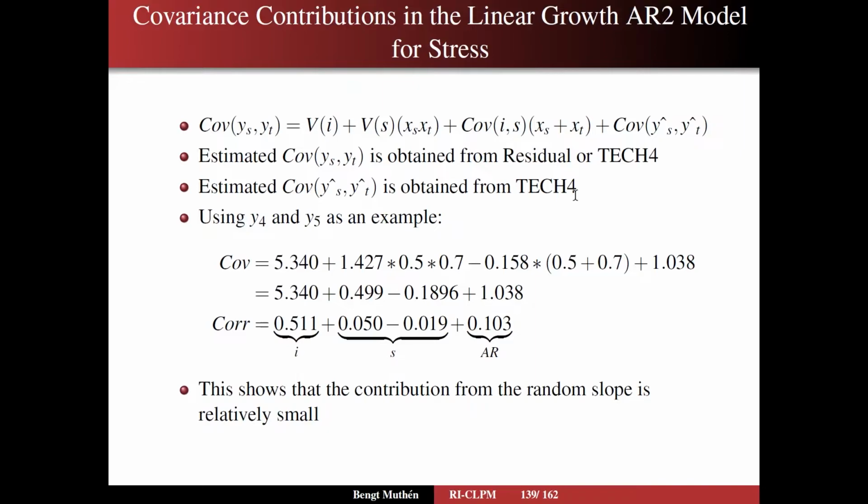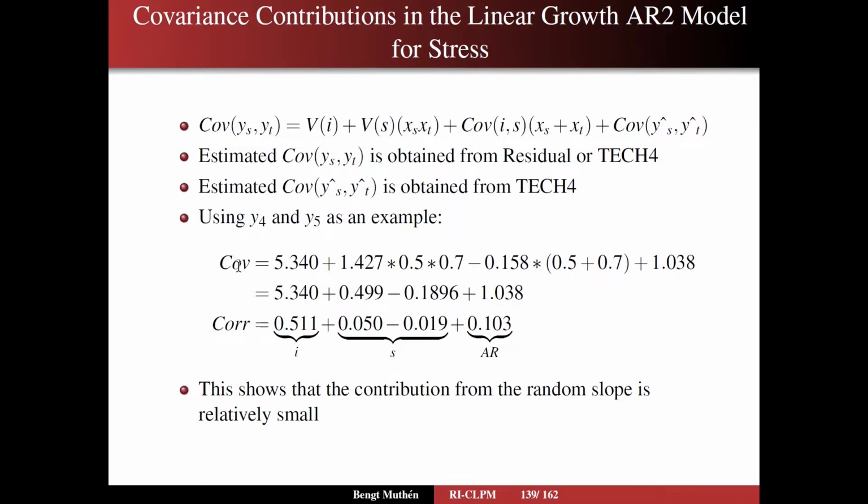Now when we turn to y-hat modeling. So let's take two time points, y4 and y5 as an example, middle of the development. And here is the random intercept variance. Random slope variance here times the time scores. And I'm talking about time point S and T instead of T and T prime. And then you have the covariance, which is negative, times the sum of those time scores, plus the covariance between the residuals. And multiply that out.